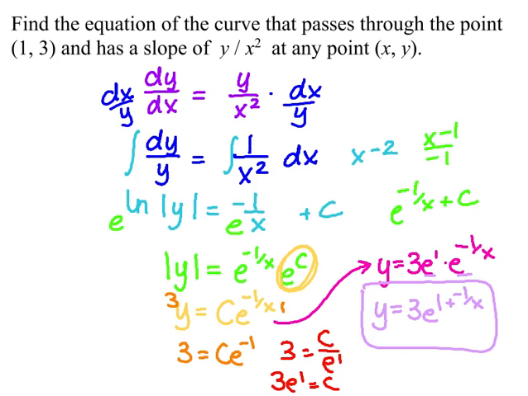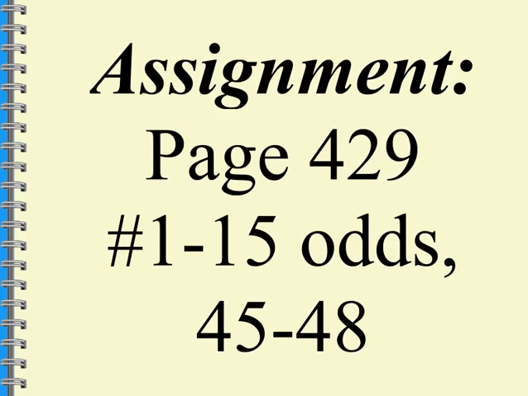All right, that one was a little more in depth. But this is what you need to do in that section: 1 through 15, the odds, and 45 through 48. Okay?